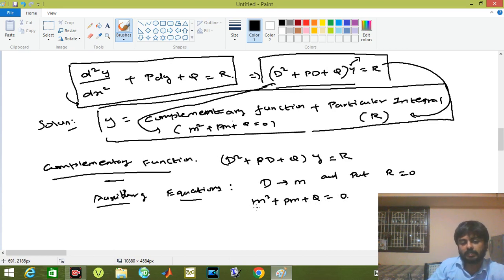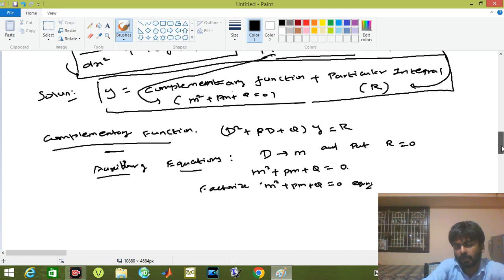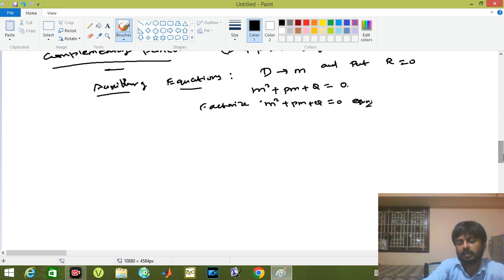And the second thing is you have to factorize this. Factorize the m square plus pm plus q equal to 0 equation. On factorizing this equation, what are the chances of roots? You will have the following cases.